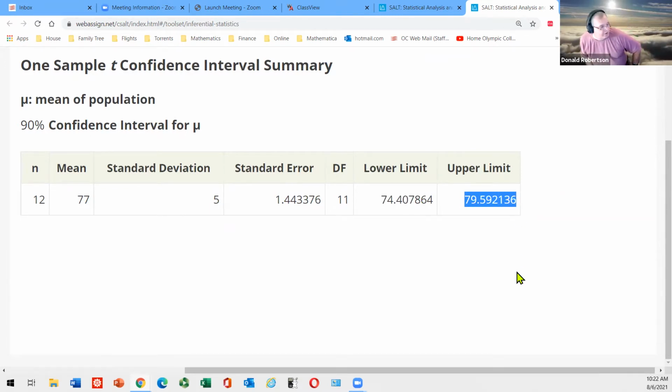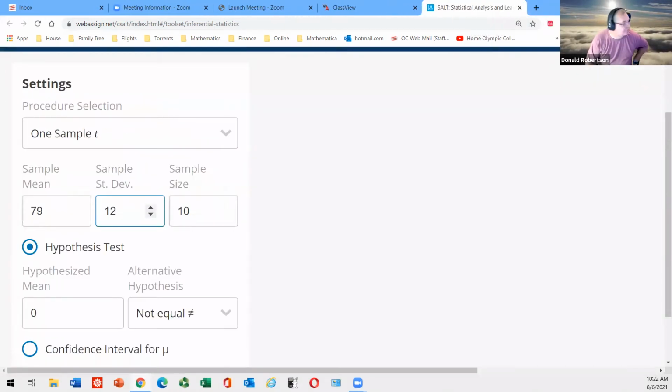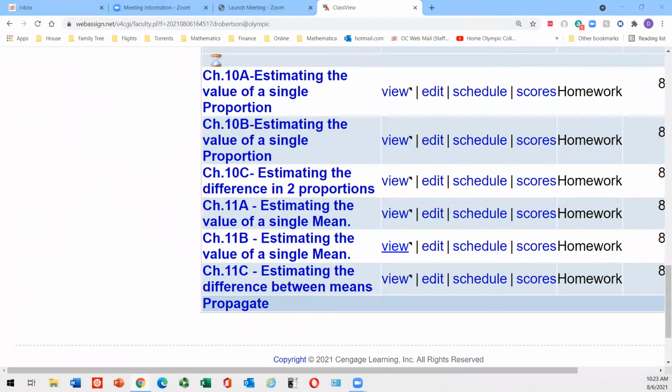You see that basically these two are your confidence interval. So you put in the mean, standard deviation of the sample, and sample size, and SALT will just be your friend and do all the other stuff for you. So let's close those windows and bring this one question back.